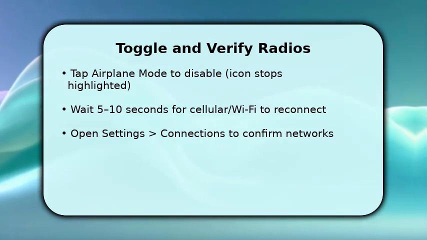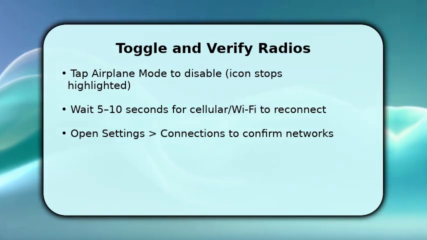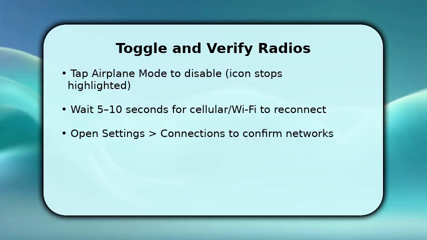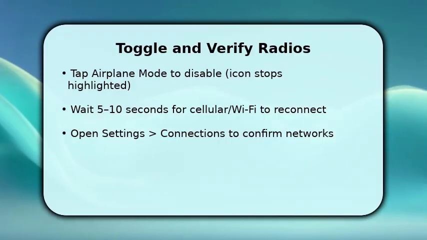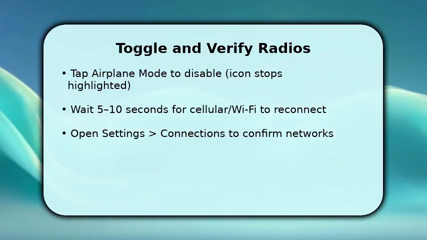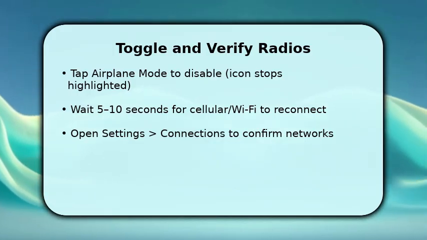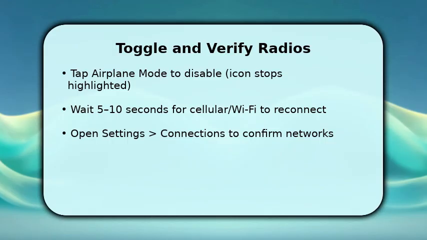Once done, give the device 5 to 10 seconds so cellular, Wi-Fi, and Bluetooth radios can re-establish connections. Make sure to open Settings, then Connections or Network to confirm signal bars and available Wi-Fi networks. If Wi-Fi was off, you may need to toggle it back on. This step ensures both voice and data pathways are restored properly.